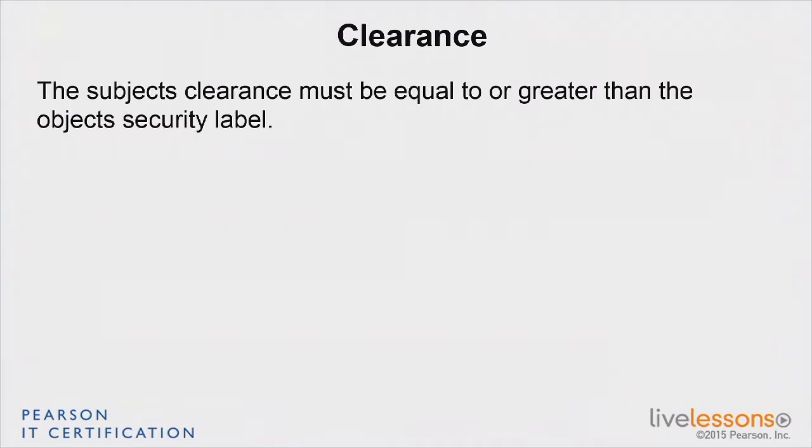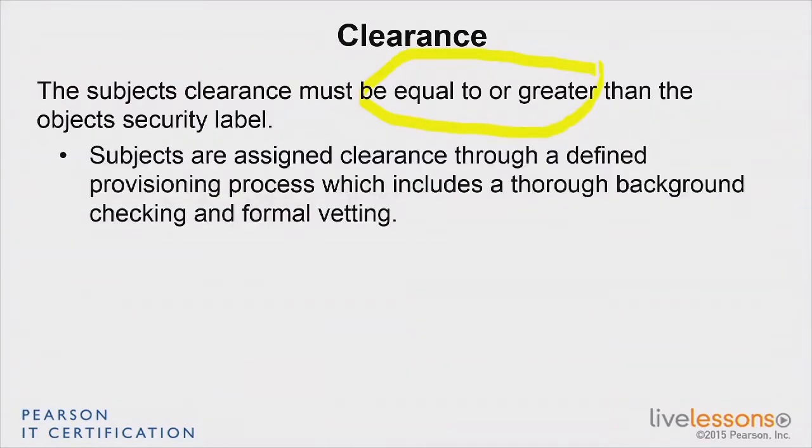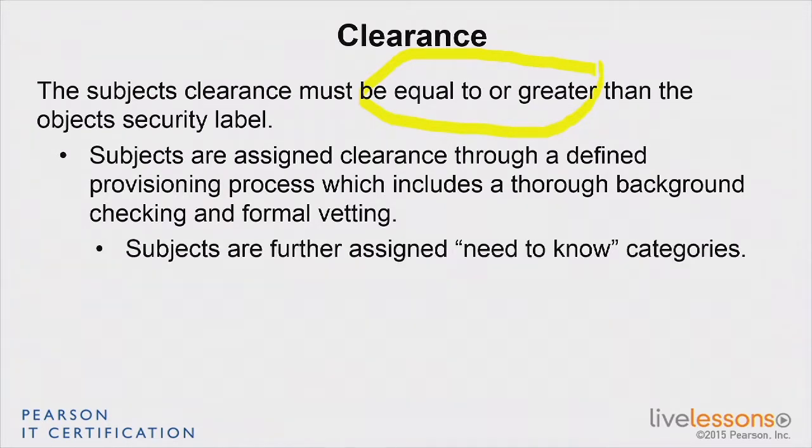Clearance is what we apply to a subject. So a subject's clearance has to be equal to or greater than the object security level. So let's do that again. The subject's clearance must be equal to or greater than the object security label. Subjects are assigned clearance through a defined provisioning process, which includes a thorough background check and a formal vetting process. Then subjects are further assigned their need-to-know categories.